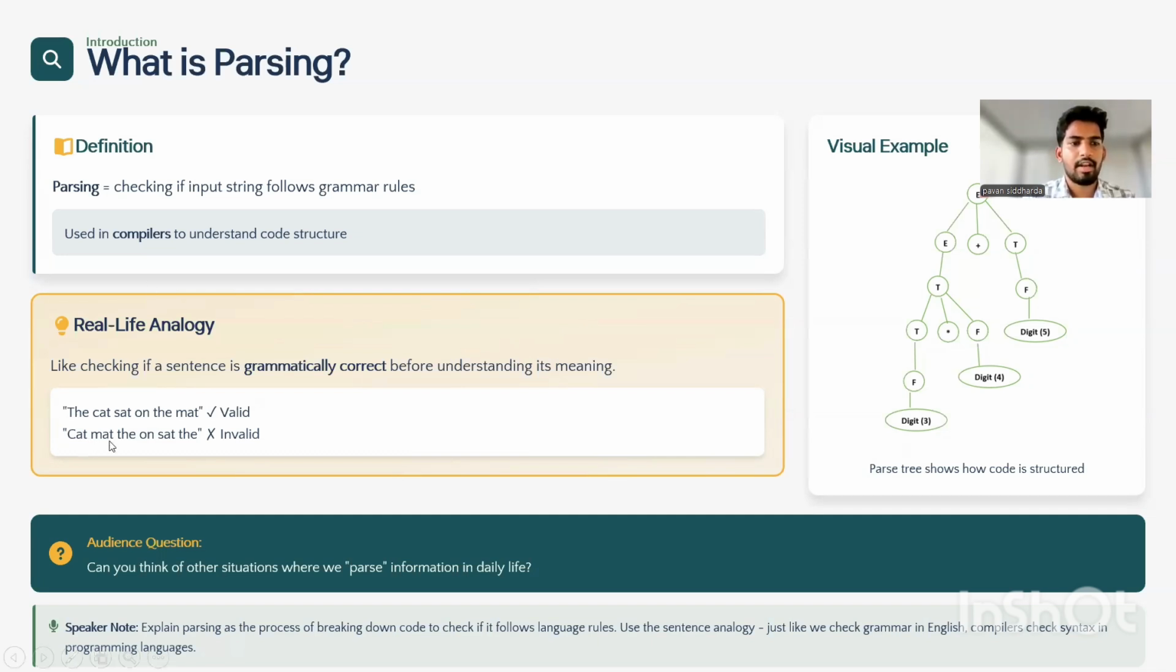You can see the real life analogy here. "The cat sat on the mat" is valid, grammatically correct. "Cat mat the on the sat the is" is invalid, as it is not following the grammar rules.